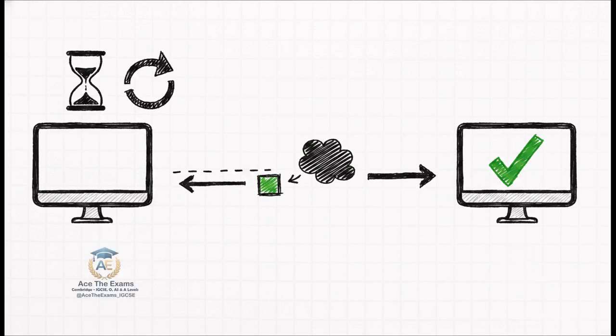But what if the data is just totally lost in transit and never arrives? Well, ARQ uses something called a timeout. If the sender doesn't hear back within a specific time frame, it just assumes the packet dropped and automatically resends it. And it will keep doing this over and over until it gets that positive confirmation.